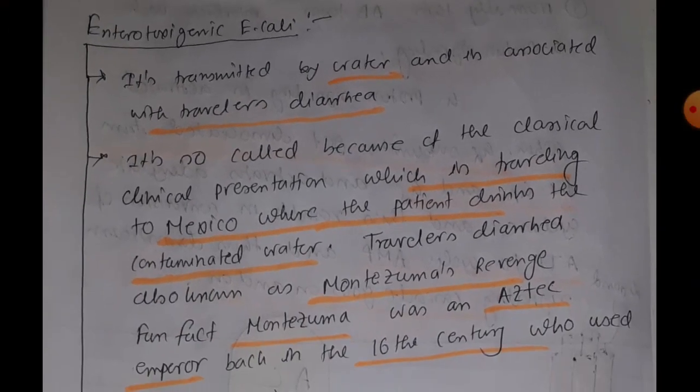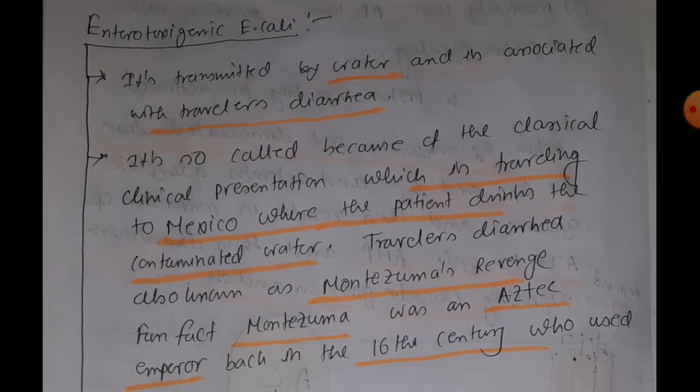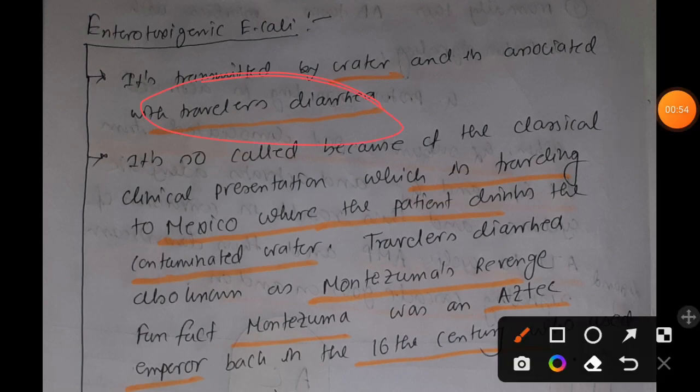First of all, let's talk about some generalized information on enterotoxigenic E. coli. It is transmitted by water and is associated with traveler's diarrhea. So why is it known as traveler's diarrhea? The simple thing is, when a person from a developed country visits a developing country and somehow drinks contaminated water, then he or she can develop enterotoxigenic E. coli infection, and that is why the name traveler's diarrhea.